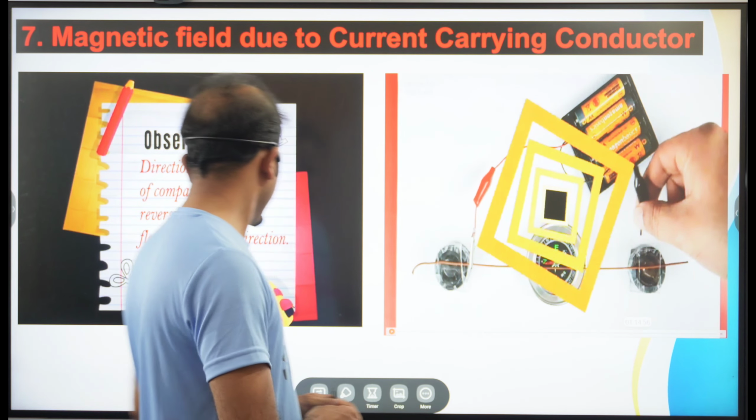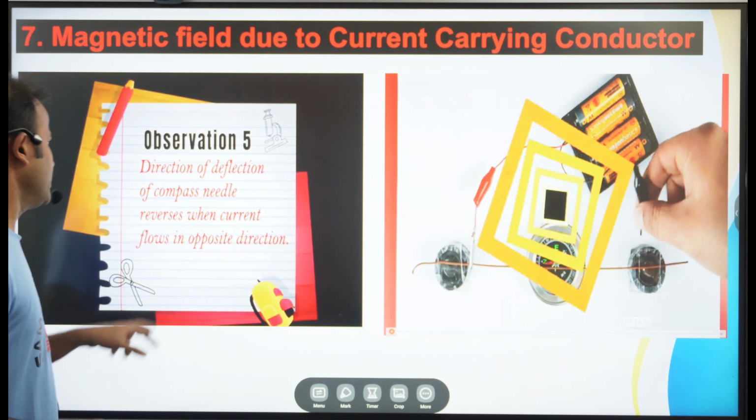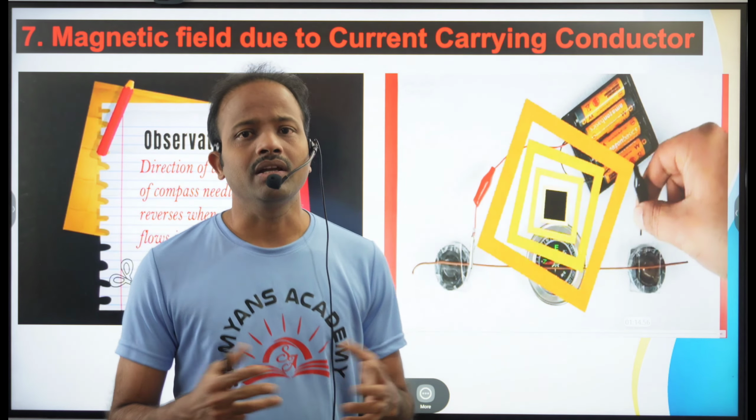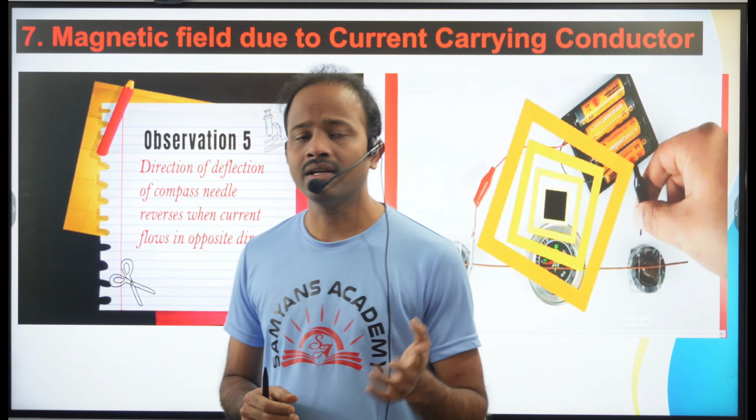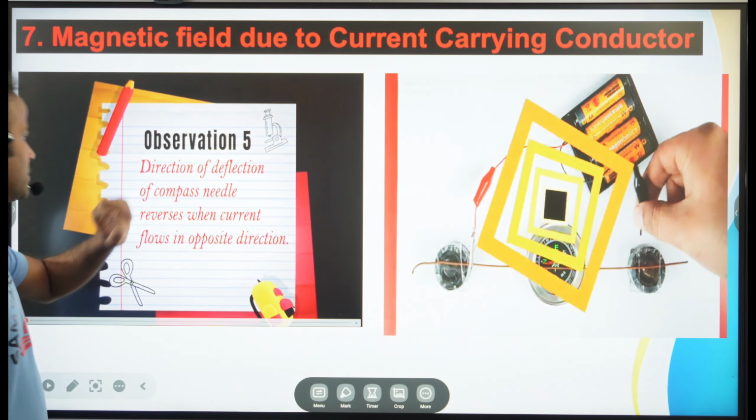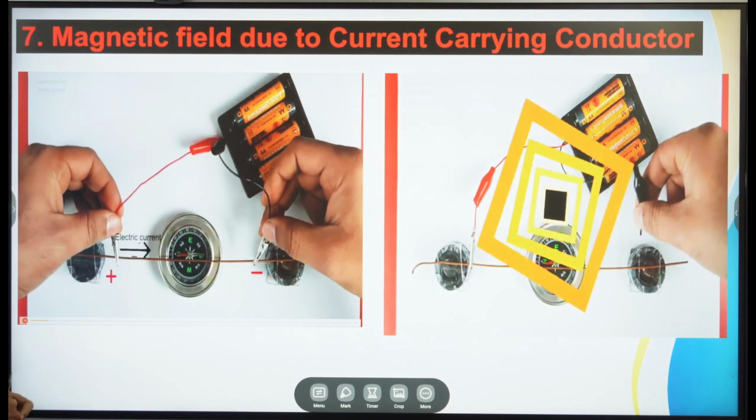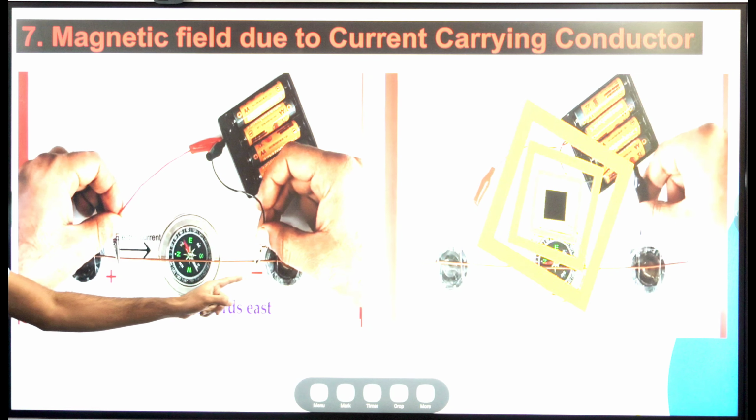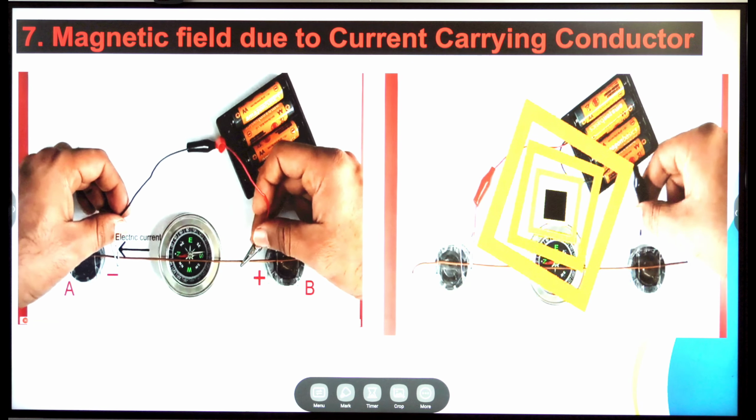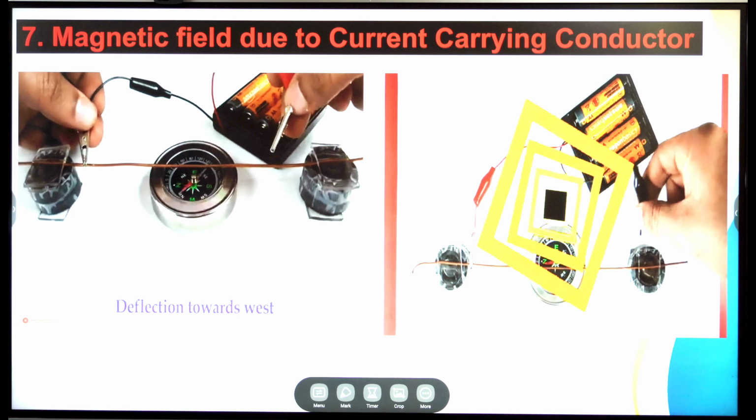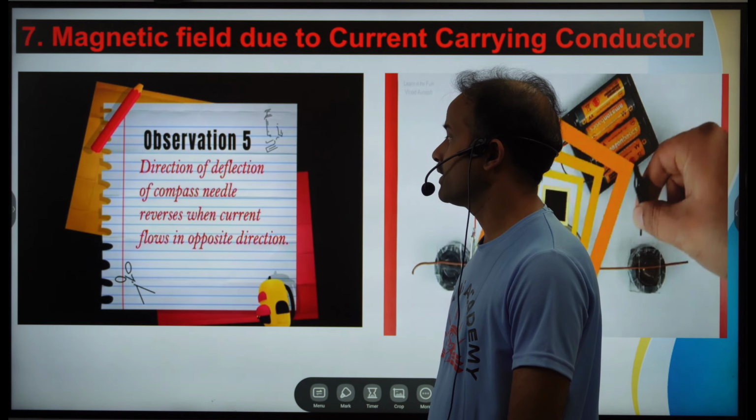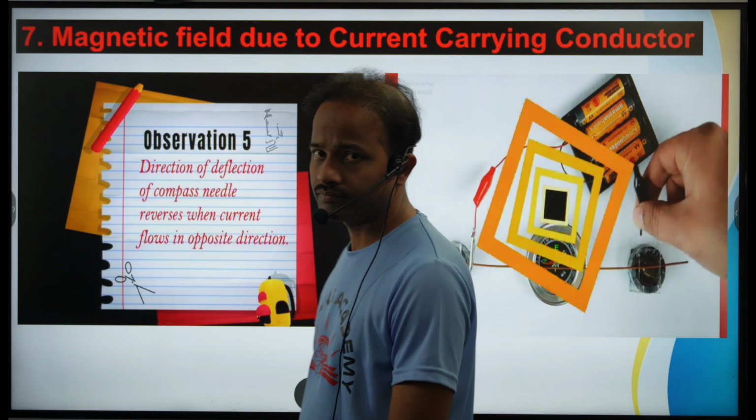Now here we have one more activity. When you change the direction of the current, the deflection in the magnetic needle also gets reversed. Already we have seen this in the NCERT experiment. Now you see one more time here. Now the current is moving from the positive terminal to the negative terminal, so the compass needle is deflected towards the east. When you change the polarity, it is deflected towards the west. The direction of deflection of the compass needle reverses when current flows in the opposite direction, right?